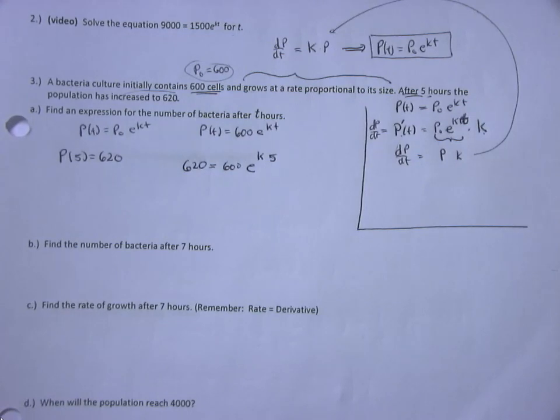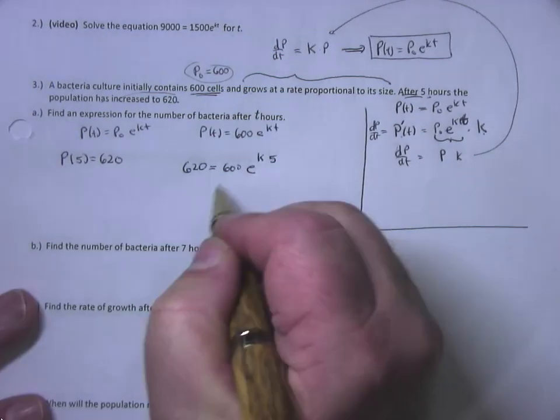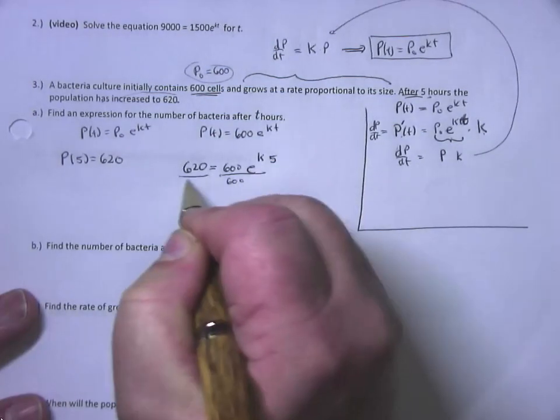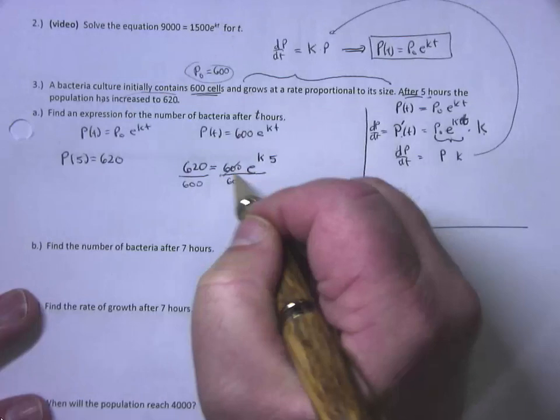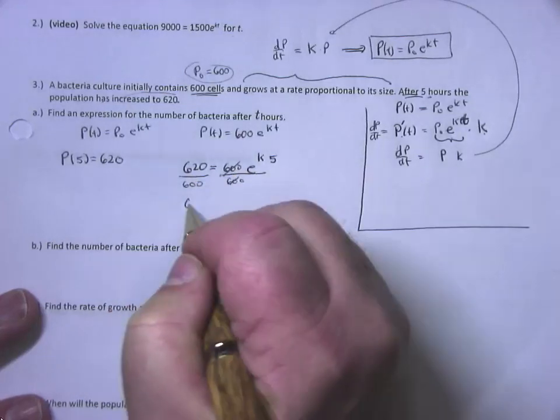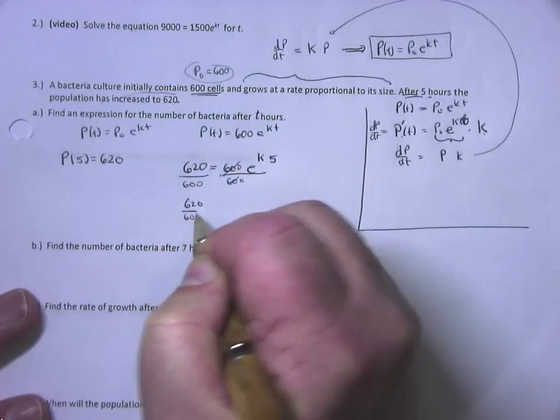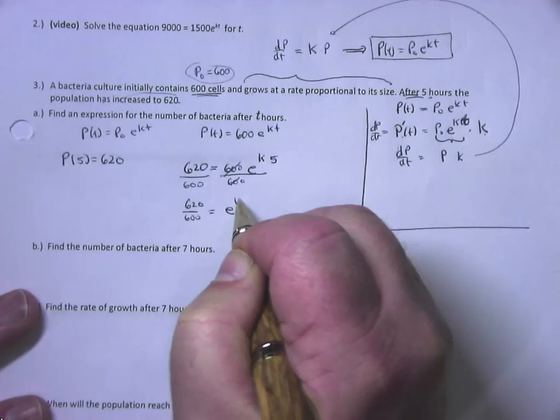Solve for k. How do I solve for k? This is back to your algebra skills. What's your first move? Divide by 600. So this cancels, and you get 620 over 600. I know it reduces, but I'm going to leave it like that. We're going to go for the calculator. Equals e to the 5k.